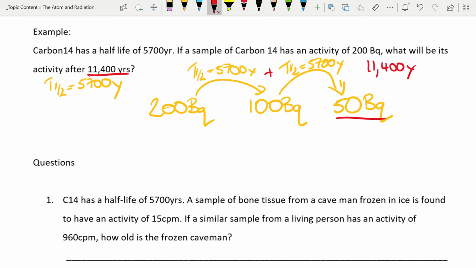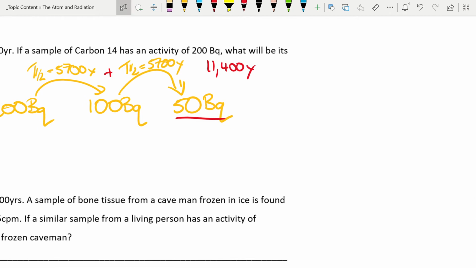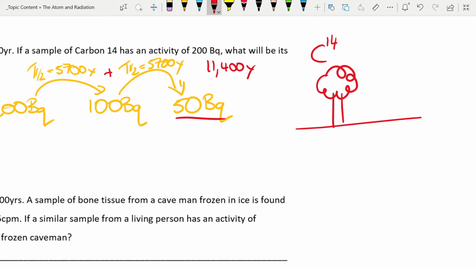This technique is called carbon dating. It's used to tell how old certain things are. So in the air, a certain amount of carbon dioxide particles contain carbon-14 rather than the normal carbon-12. When plants grow, a certain amount of the carbon dioxide they take in will be carbon-14 carbon dioxide, which means plants contain a certain amount of carbon-14 in their bodies. We eat plants, which means our bodies contain a certain amount of carbon-14.